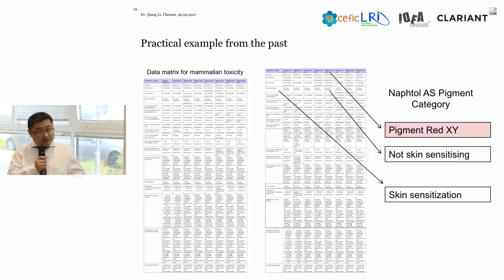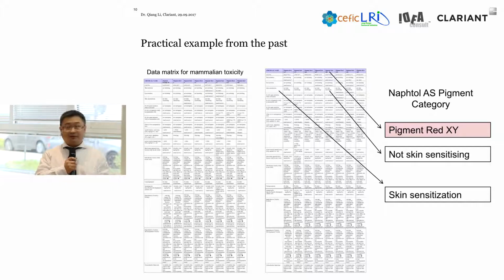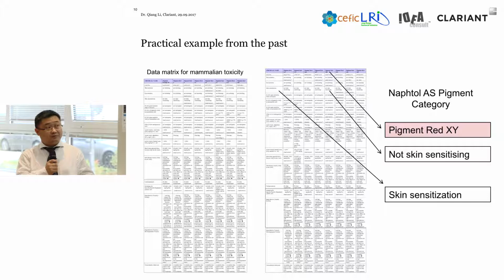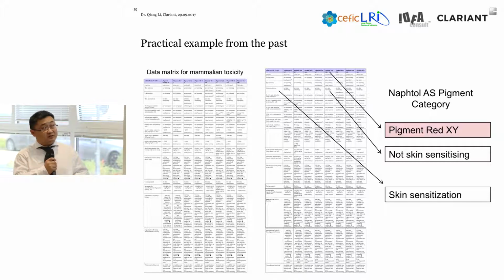A practical example in reality. So this is an example for REACH registration in phase 2 from a client. So we created a category for pigment Nef2 ES. So you can see this is a data matrix for only the toxicity part. Each column is a category member, and each row is an endpoint, like acute toxicity, skin sensitization. For example, here the pigment red XY. The name is confidential. So this is this one, and skin sensitization is here.